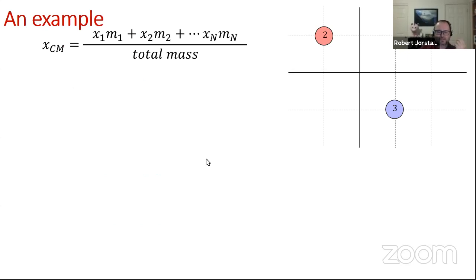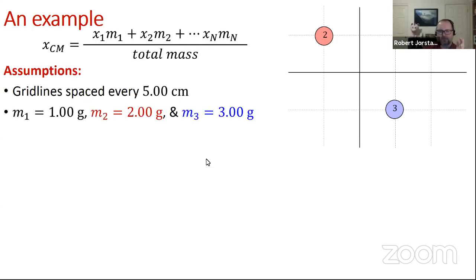So how can we use this center of mass equation to do the example that hopefully you can see in the upper right? I've got three masses. What are my assumptions for this? My grid lines are spaced every 5 centimeters. I've got the masses written there in grams, and the black solid lines will be the x-axis and the y-axis. So a quick question for you. What should be used for the x sub i's? I'm going to let you pause the video, take your guess. Don't overthink it. Just guess what it should be.